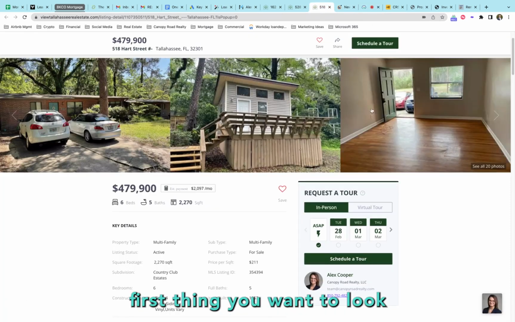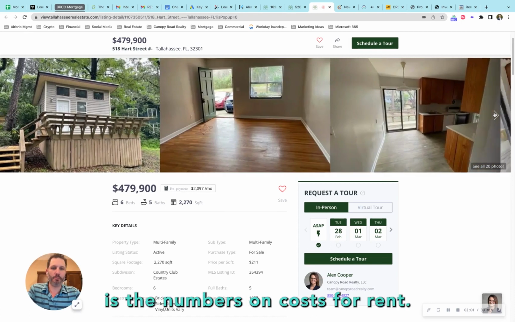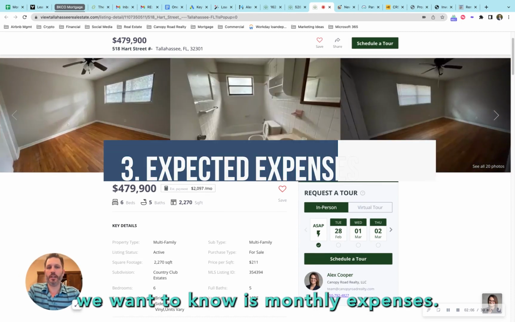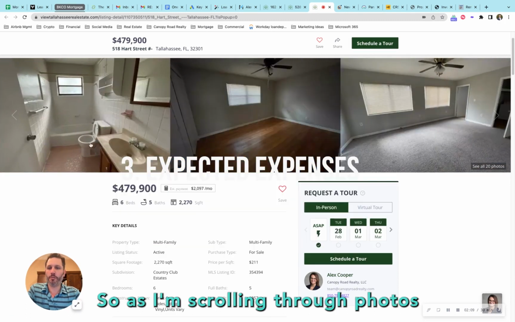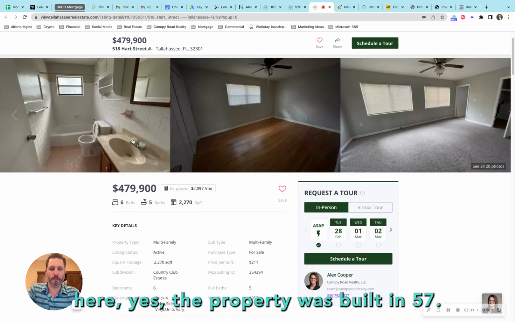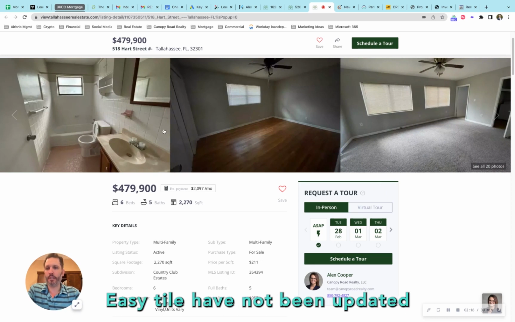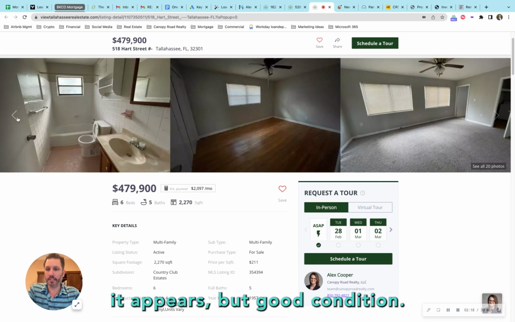So again, first thing we want to look at is condition. Second thing is the numbers on costs for rent. And then the third thing we want to know is monthly expenses. So as I'm scrolling through photos here, yes, the property was built in '57. This flooring gives that away. Vanities and tile have not been updated, it appears, but good condition.